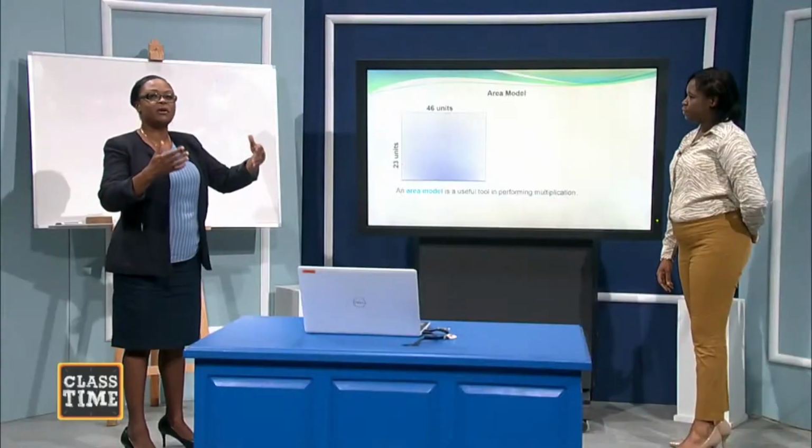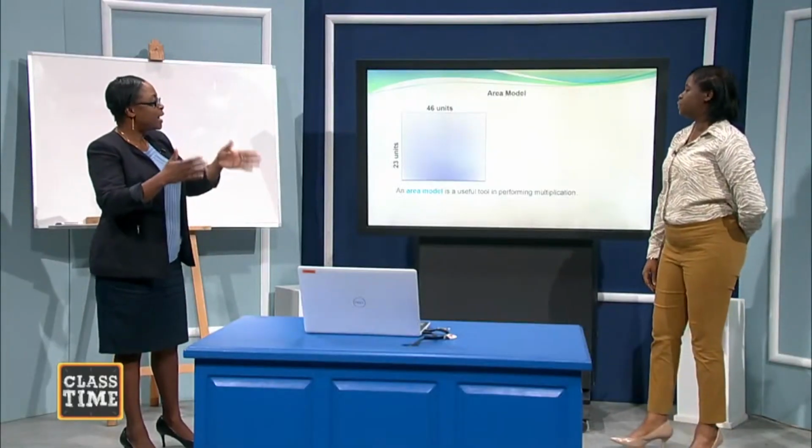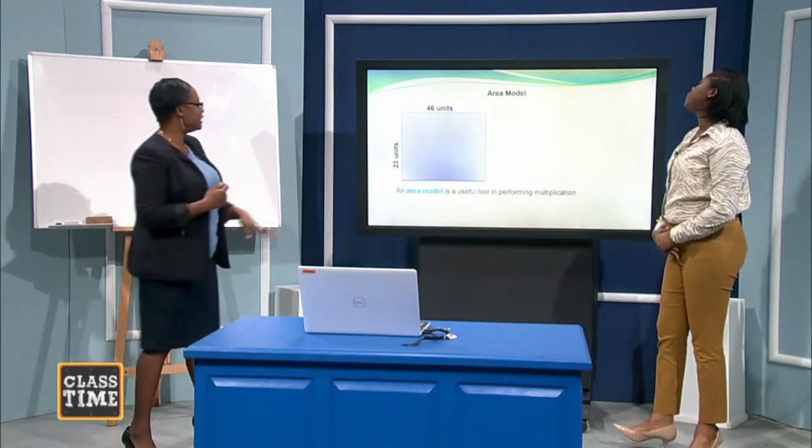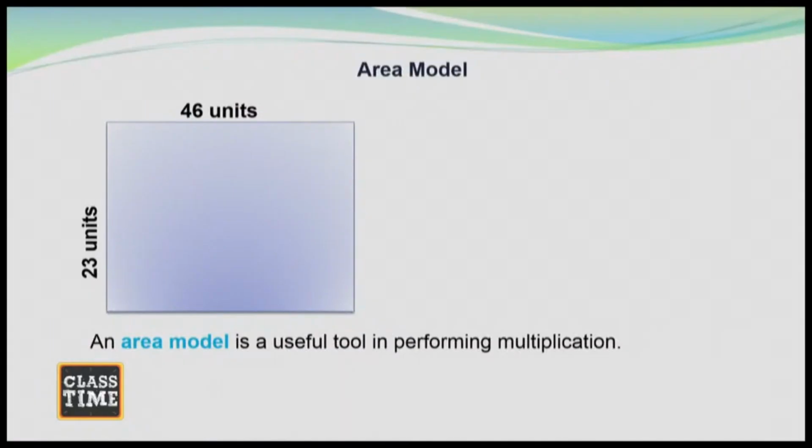Now, I want us to take us from what we know so that we can apply it a little later down. So, as you look at this, we're finding the area of a shape, a rectangle with 23 units, thank you, on the width and 46 units as its length.